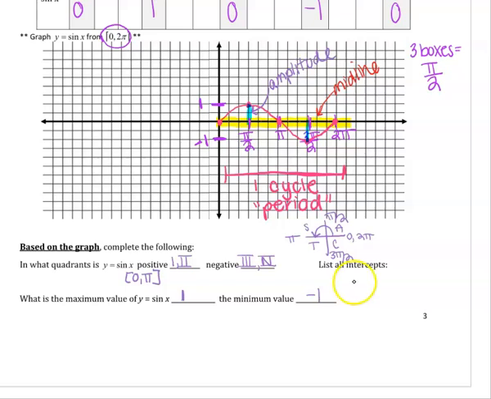As we saw, the maximum value of our sine of x was 1, and the minimum was -1. Now, as far as our intercepts go, you guys are seeing x-intercepts at 0, pi, and 2 pi, and our y-intercept on this graph is 0. All right. Let's go to the next page.